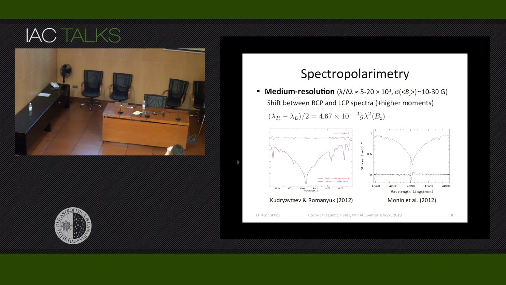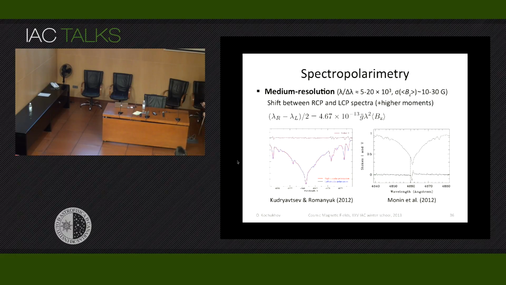And in particular, these medium resolution spectra are used for the moment technique analysis. In my definition, medium resolution is somewhere around lambda divided by delta lambda between 5 and 20,000. That's what I call medium resolution in this context.